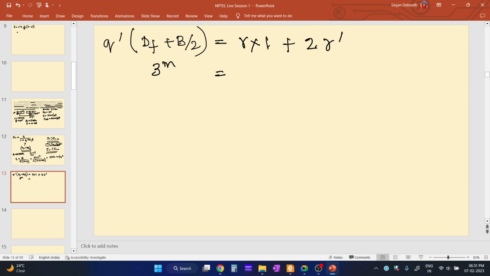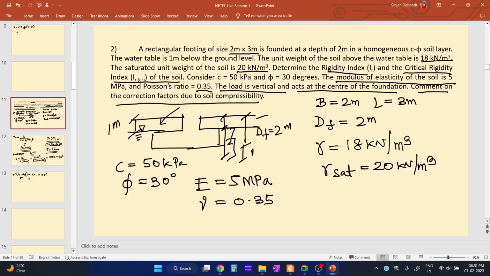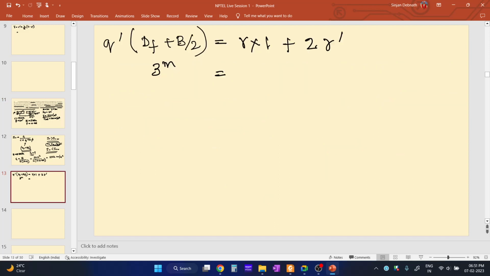So what is the value of gamma? No, this gamma, this one. 18 kilonewton. Yes, the unit weight of this part, that is the soil above the groundwater table. Okay, so 18 into 1 plus 2 into submerged. What is the saturated unit weight of soil? So this one is gamma sat minus gamma W.